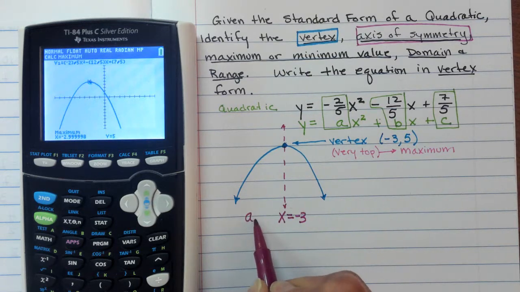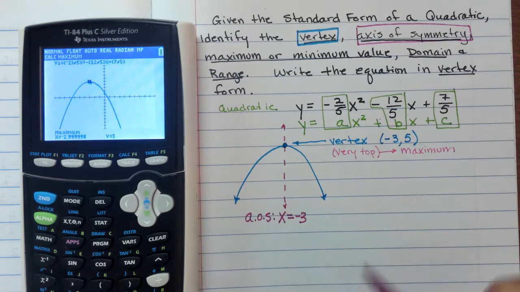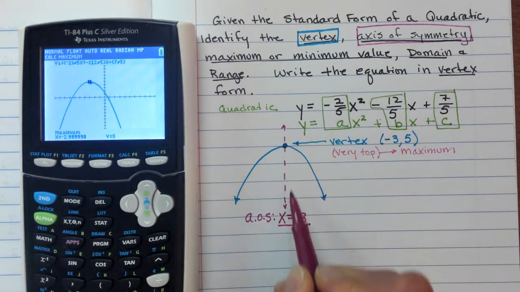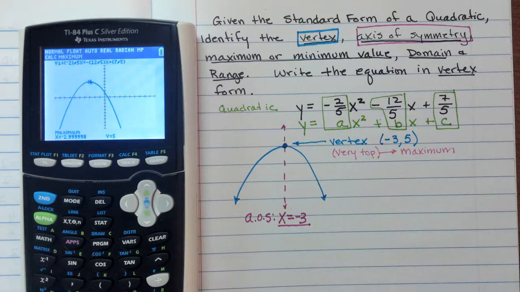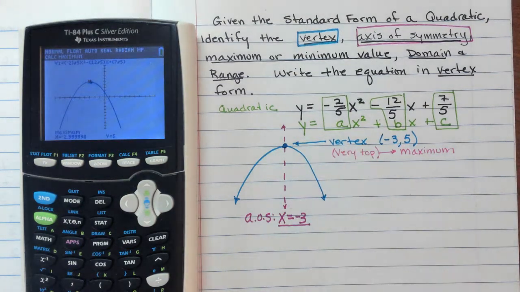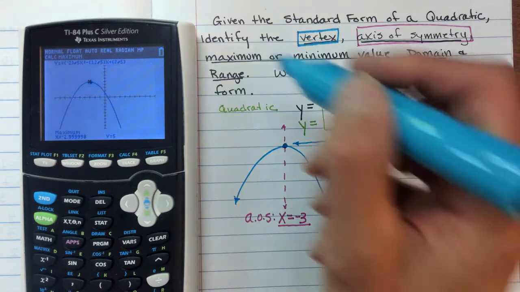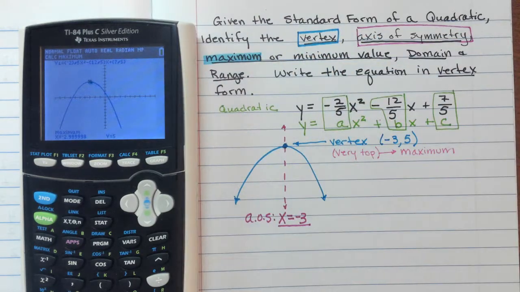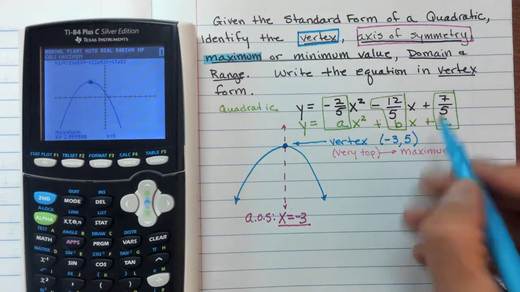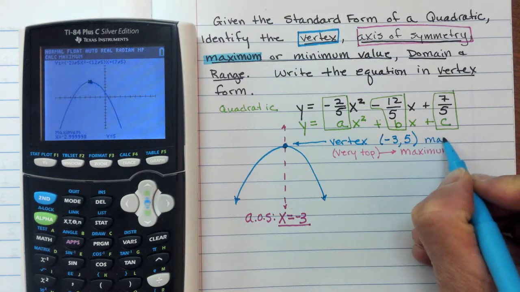And I'm going to put AOS for axis of symmetry. And notice I wrote it as an equation because this is a vertical line, and vertical lines will always be x equals something. By the way, I needed to point out on here that I actually answered 2 questions when I found the vertex. So I also found the maximum. So I find my maximum by my vertex. So that's my vertex, and it is also a maximum.